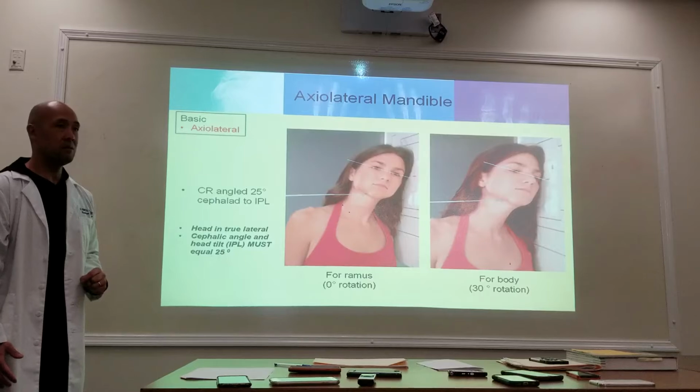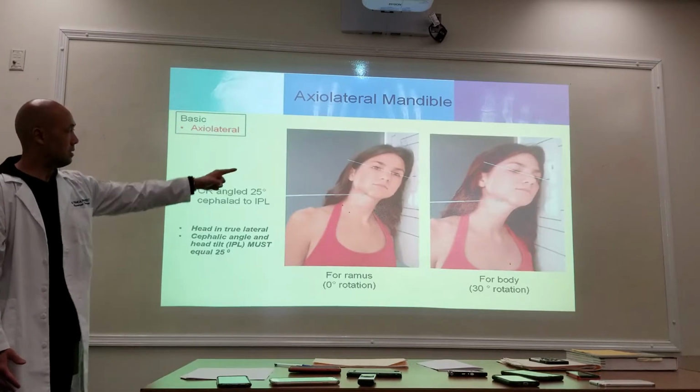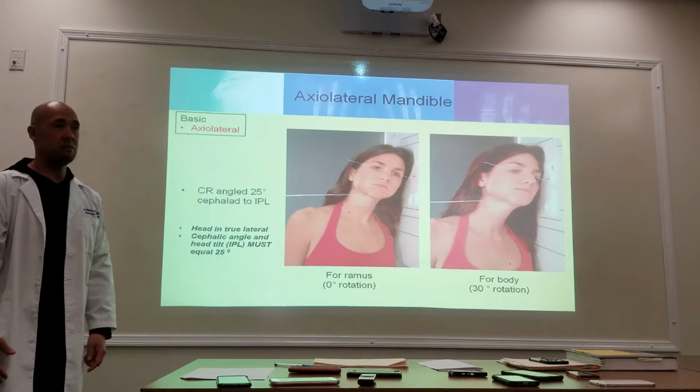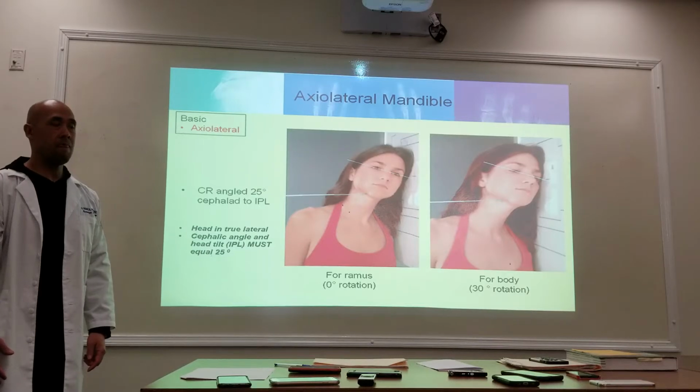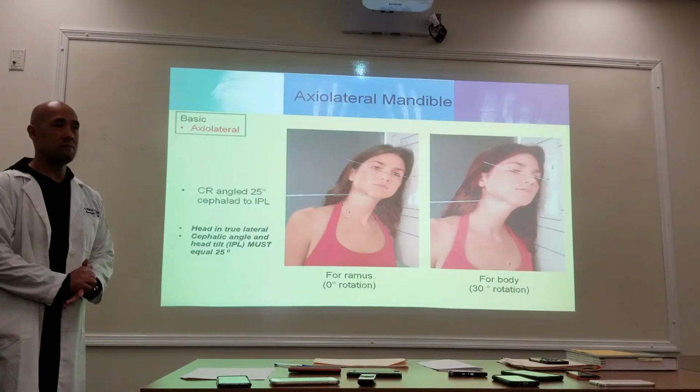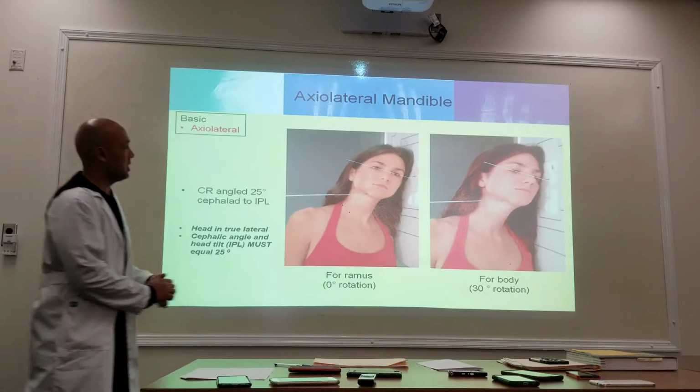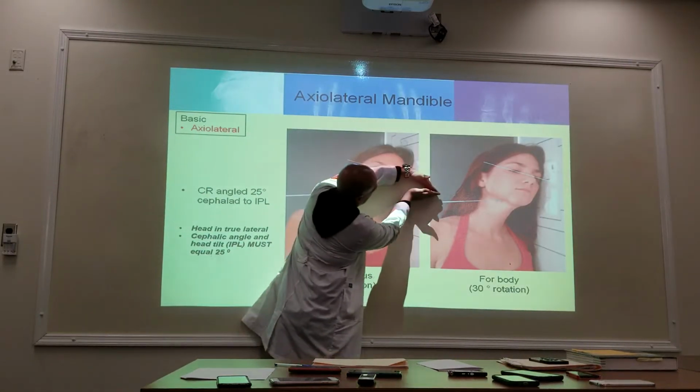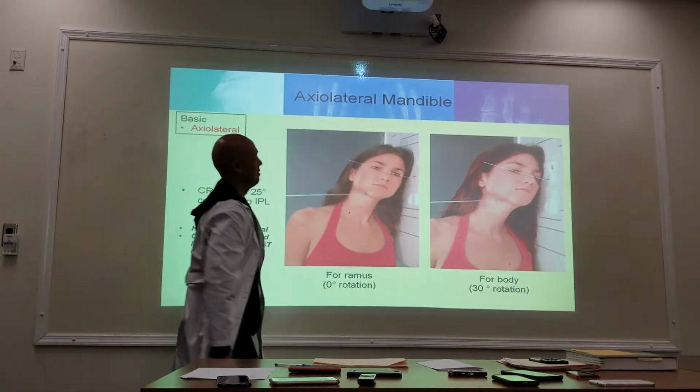Where's the point you're using to determine how much they're tilting their head? The interpupillary line. No, I mean just for how much they're able to. Okay. Between here and here? Yeah, this is 25 degrees. Okay.